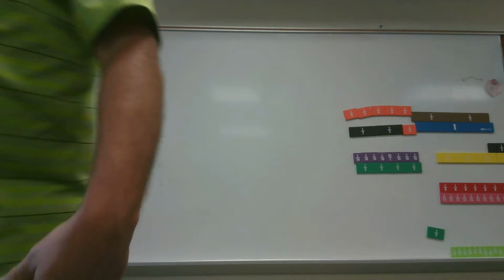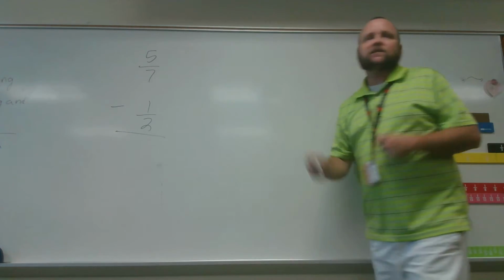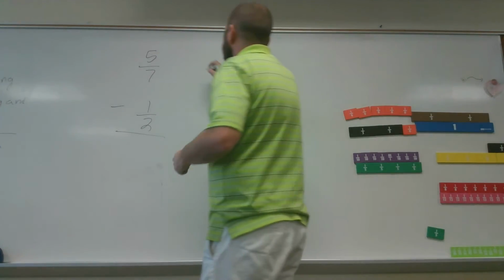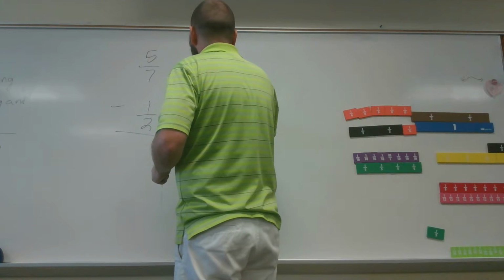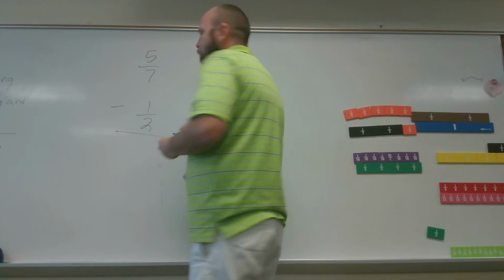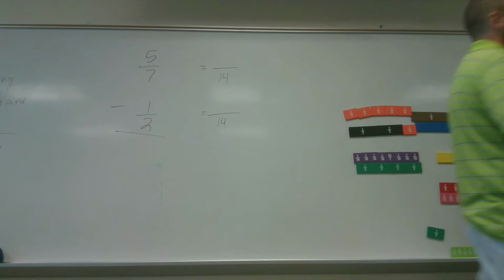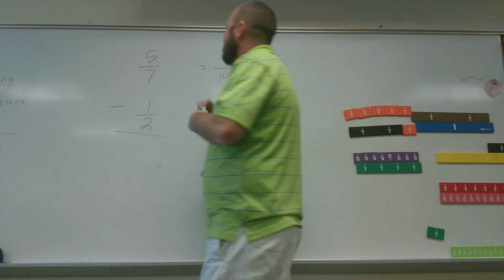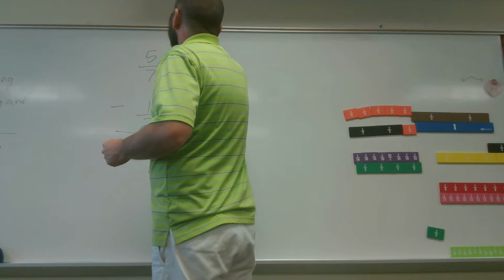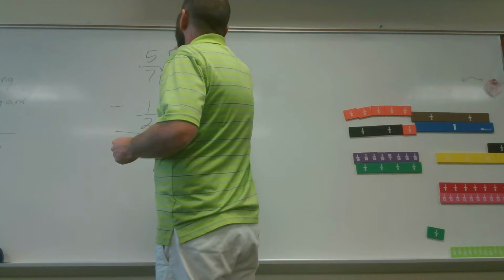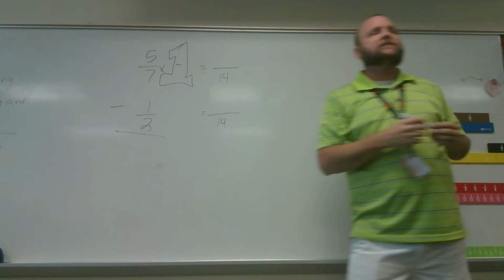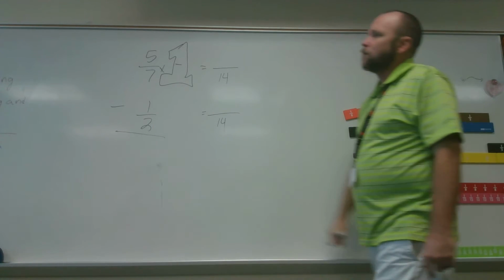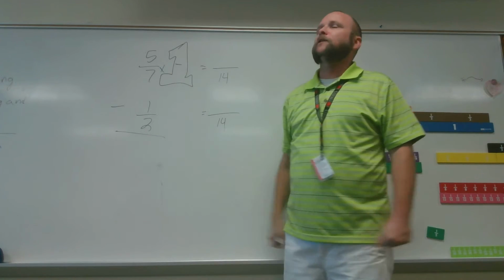Savannah, what is the least common denominator for 7 and 2? 14. So what Savannah's telling me is I need to take my 5/7 and instead of 5 groups of 7, I need to put that same amount into groups of 14. So Savannah, what fraction would I put here that equals 1?